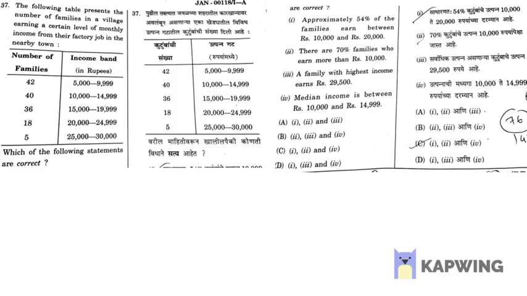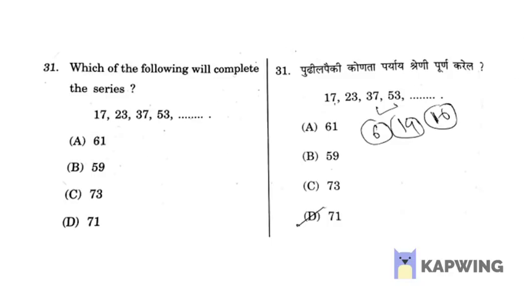Now I will go to the third statement. A family with the highest income earns 29,500. This statement cannot be true, because the final income given here is 30,000, so that is a wrong statement. So I will not calculate the median for the income directly; C is the right answer for this question. Hope, friends, you have made it right. Remember, C is the right answer. Now move on to the next question.